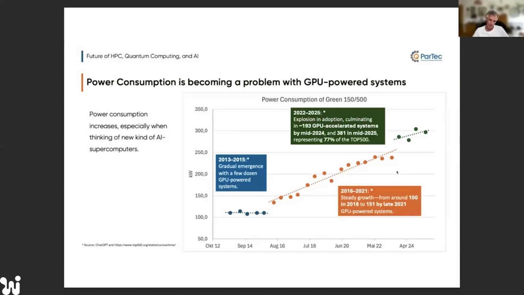And at the beginning, GPU systems were really only a few dozen. So there was, from the power consumption area, a flat line. But then there was steady growth from 2016 to 2021. More and more GPU-powered systems came into the Top500. That also means into the top 150 out of 500 right now. And the third part, if you see here, there's also a step above that, the step from 2022 to 2025, where there was an explosion in adoption of these GPU-accelerated systems.